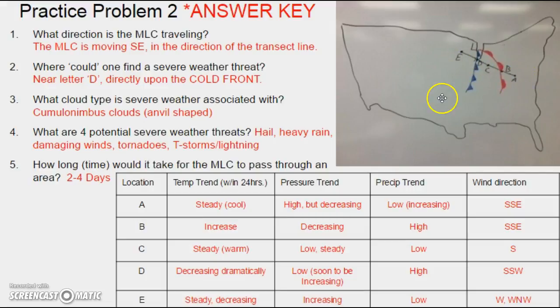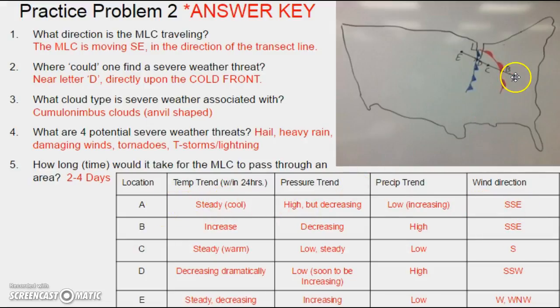So here we can take a look at 5 different locations, much like we did for the first practice problem. We'll call them location A, B, C, D, and E. Location A is in front of the warm front, B is on the warm front, C is in the warm sector, D is right along the cold front, and E is in the cold sector. So you can pause this, you can look through here. I'm going to hit on just a couple of these.